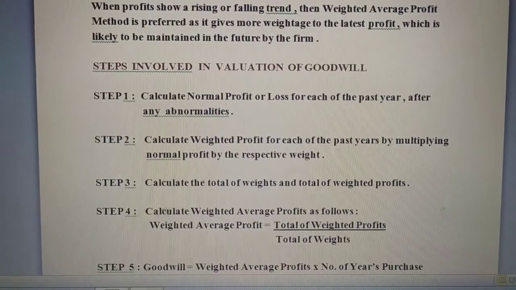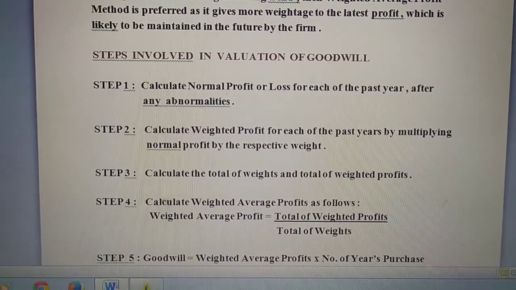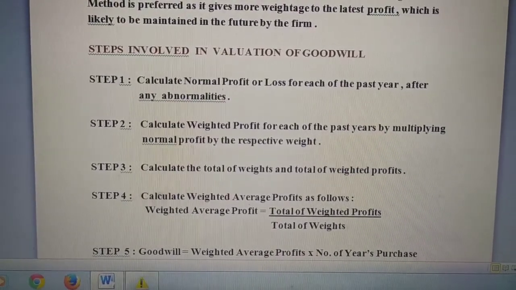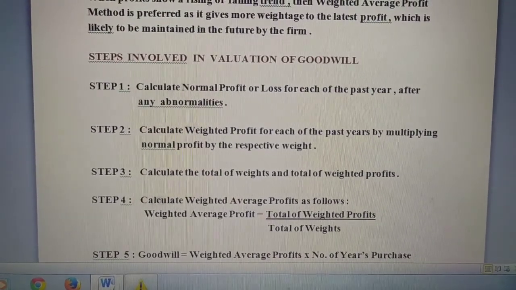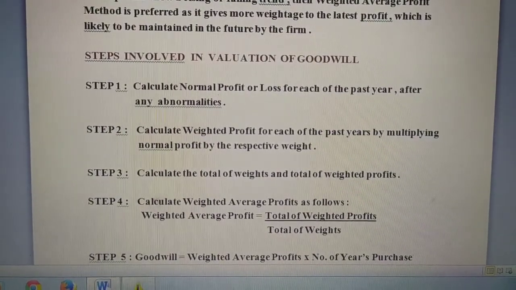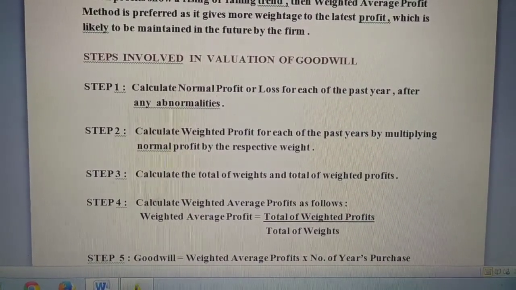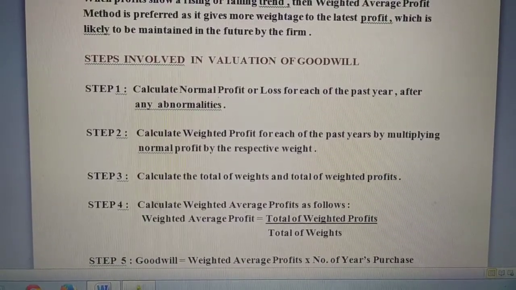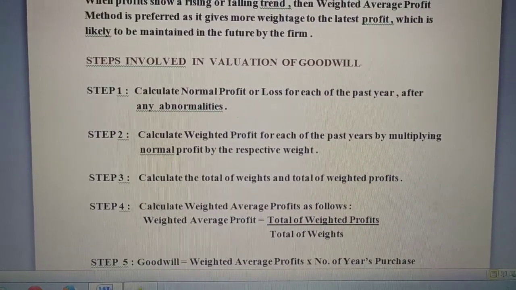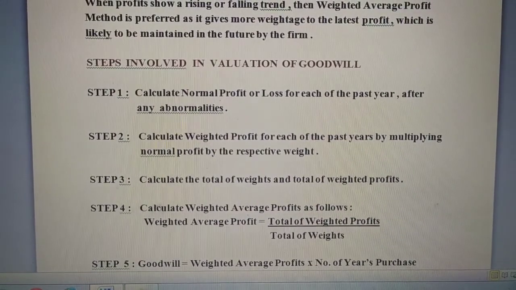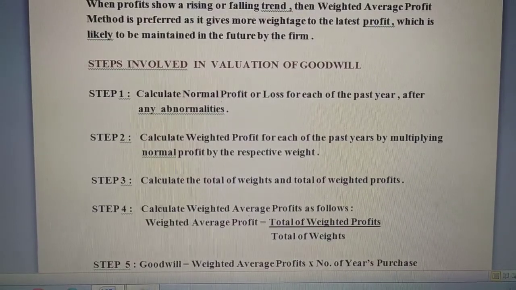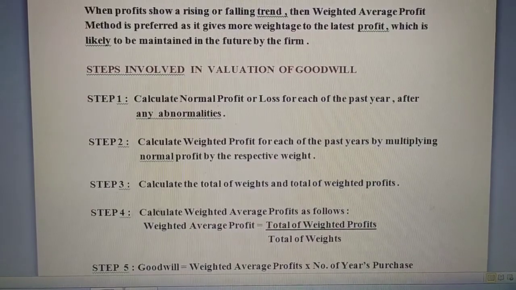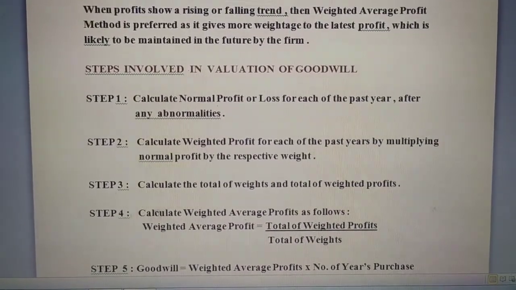In step 2, calculate weighted profit for each of the past years by multiplying normal profit by the respective weight. Step 3, calculate the total of weights and total of weighted profits. Step 4, calculate weighted average profit. The formula here is total of weighted profit divided by total of weights. Step 5, goodwill. The formula here is weighted average profit multiplied by number of years.